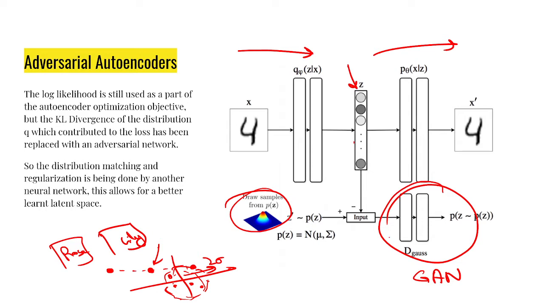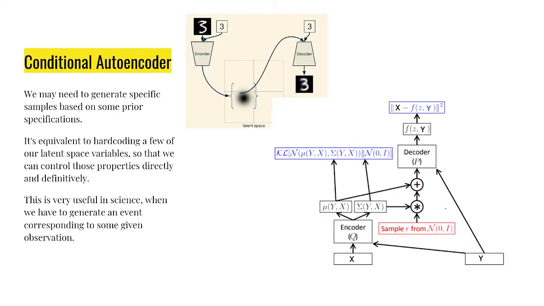And for that, we put up a discriminator architecture, which we call the discriminator of the Gaussian. We try to confuse it by putting up samples from the actual Gaussian and samples from the latent space of our vector. And if the z's do not follow a Gaussian distribution, then a loss term is added to the neural network.